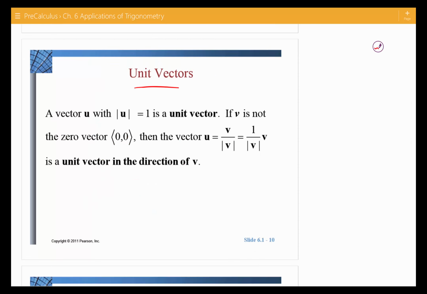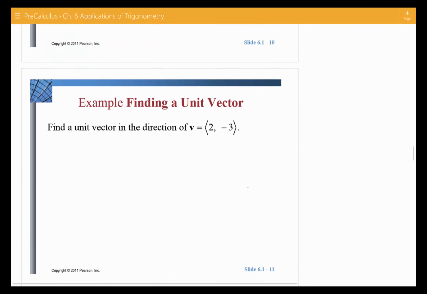Okay, finding unit vectors now. A unit vector has length 1, and that's what this says. It's just a vector that has a magnitude of 1. We can do that by taking the original vector and dividing it by its magnitude. All right, let me show you an example of that.